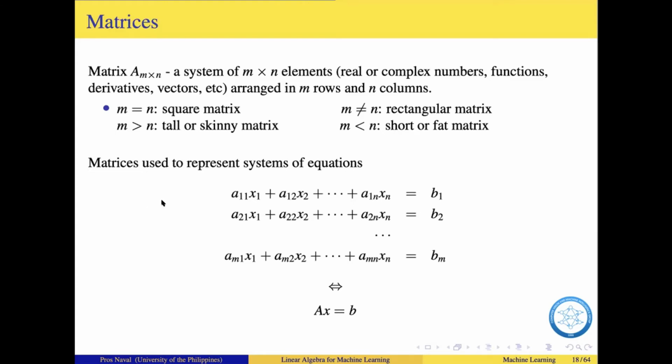Matrices are used to represent systems of equations like this, and we write this more compactly using the notation AX equals B.